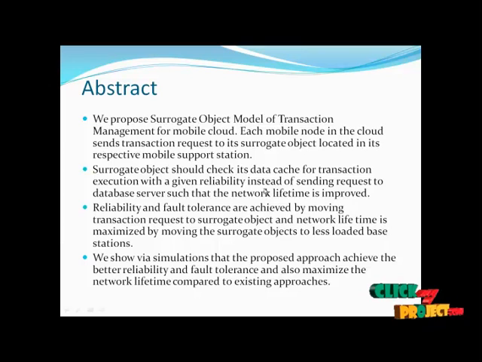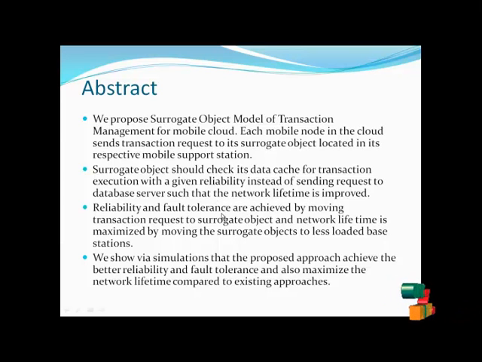Here, each mobile sends the transaction request to the surrogate object located in the respective mobile support station. Here, the surrogate object is nothing but a base station. The surrogate object should check whether the data cache or the transaction execution is reliable or not. If it is reliable, then the reliability is improved for the network.